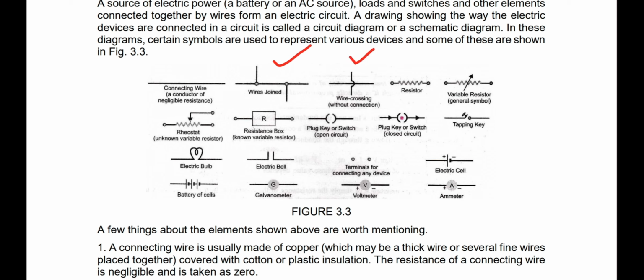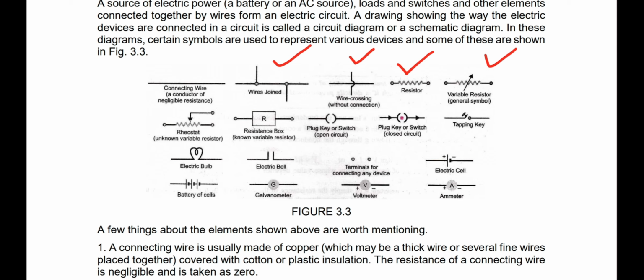In the third one, one wire is over the other wire, but the wire from the upper side is not connected or joined to the lower wire. It is just on top of the wire, without connection. Next is the symbol of a resistor, which will be used very regularly in the chapter. A resistor is a physical device while resistance is its property.